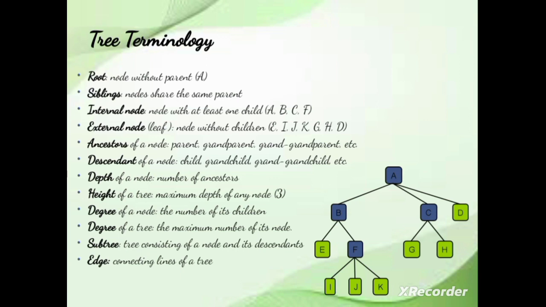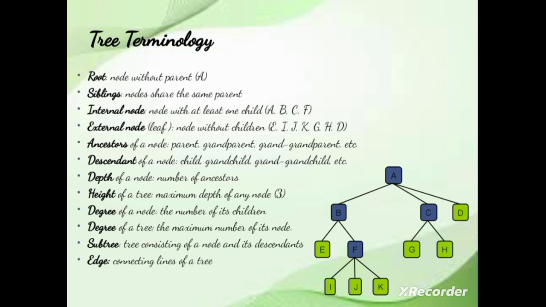Ancestor of a node: parent, grandparent, and great-grandparent. The ancestors of a node are the nodes that lie on the path from the node to the root. This includes the parent, grandparent, and so on. Descendant of a node: child, grandchild, great-grandchild. The descendants of a node are the nodes that lie below it in the hierarchy, including children, grandchildren, and so forth. Depth of a node: number of ancestors. The depth of a node is the number of ancestors it has. It is a measure of how far the node is from the root.